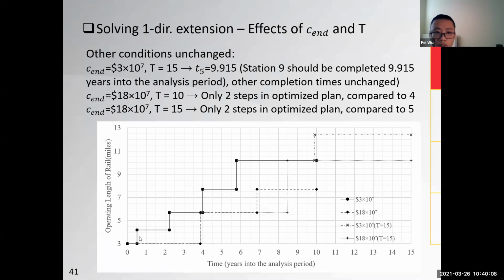So when the terminal cost is smaller, the staircase looks like this, while when the terminal cost is larger, it becomes only 2 extension steps, as shown in this line.